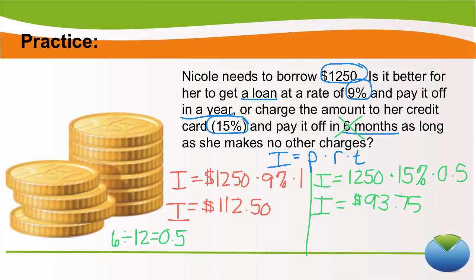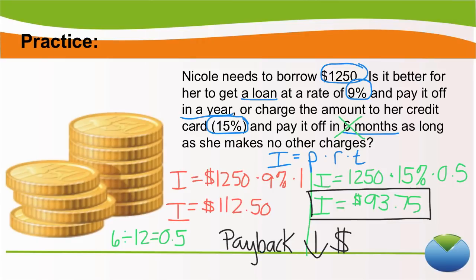Now, when you pay back money for a credit card or a loan, you really want that to be the lesser of the amounts. You want to pay back less. And so it looks like for Nicole, her best interest is going to be to pay back only $93.75 instead of $112.50. So in this case, she should probably go with her credit card.